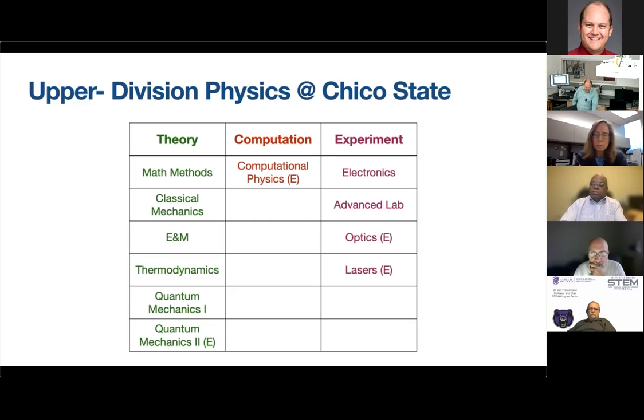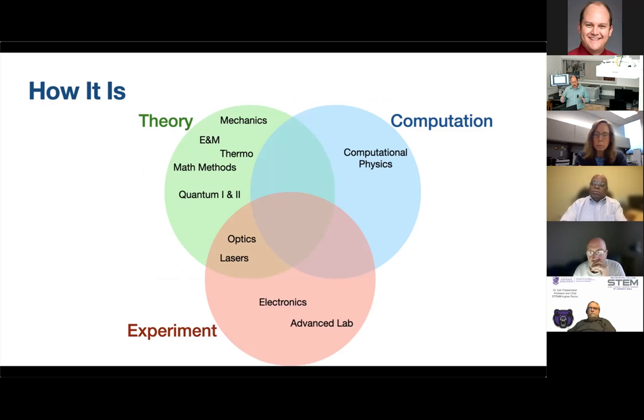If we make the Venn diagram of the way our courses look, I would say it looks something like this. And if you talk to somebody else here at Chico State, they might put things in slightly different spots. But I would argue that this is the way our courses are currently structured, or maybe how they were structured a few years ago. The theory classes were really theory classes. And the computational physics class, of course, is very computational. Electronics and advanced lab are very experimental. Lasers and optics are sort of special hybrid classes because there are some very serious theory pieces to those courses, but there's also an awful lot of lab work. And so they're sort of hybrid.